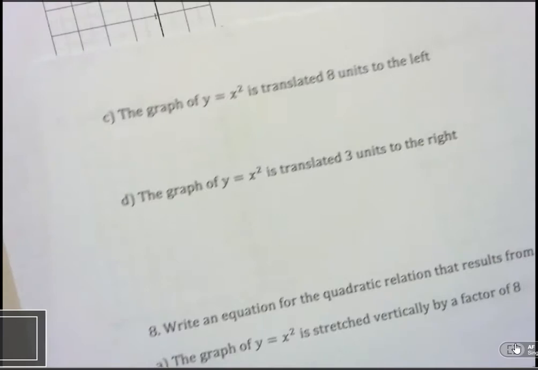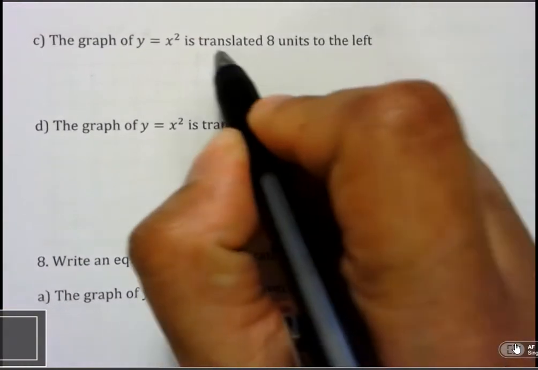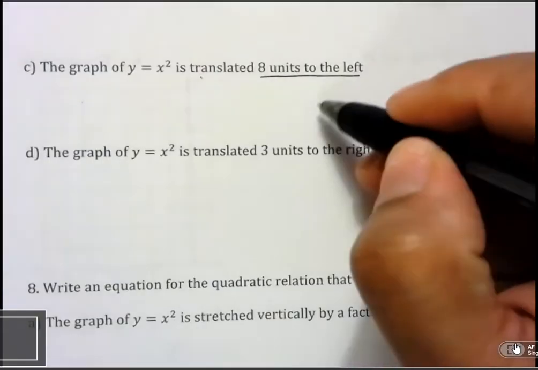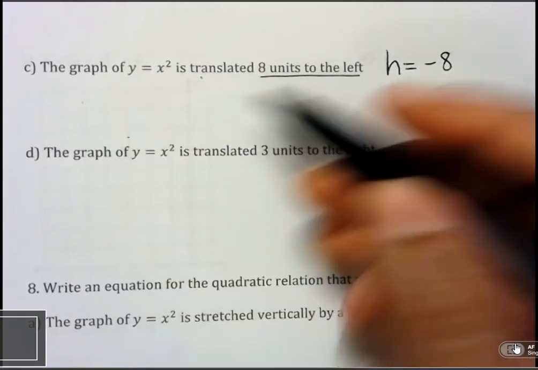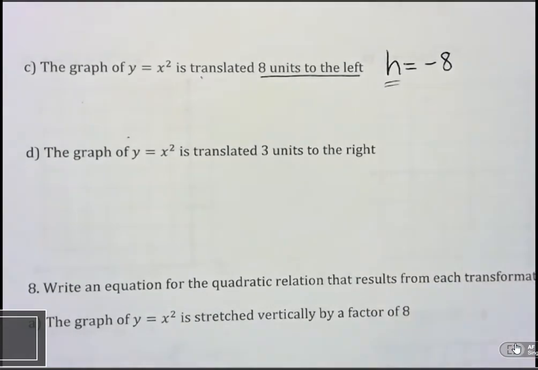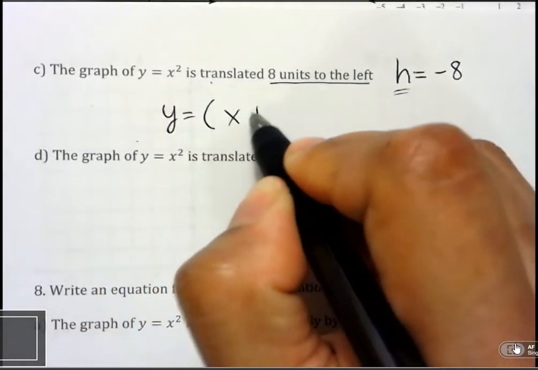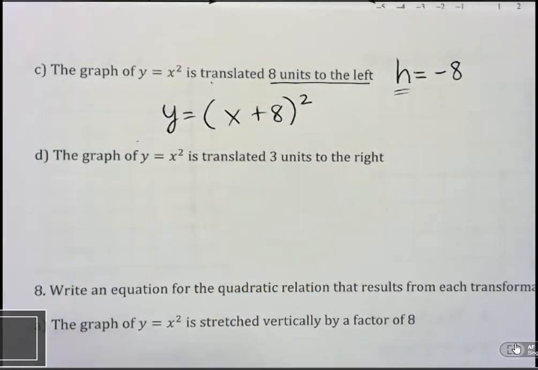A few more examples, and then we'll get to the graph. We want to translate the graph 8 units to the left. To the left means h equals -8. But every time we put h back into the function, we do it opposite. H modifies the x, so it goes in the parentheses.